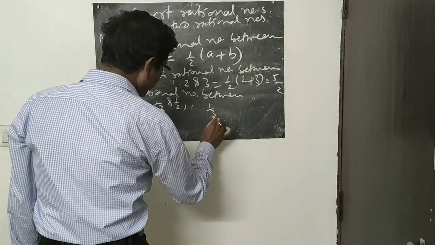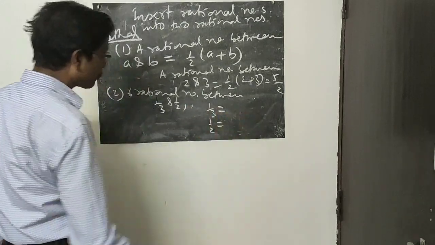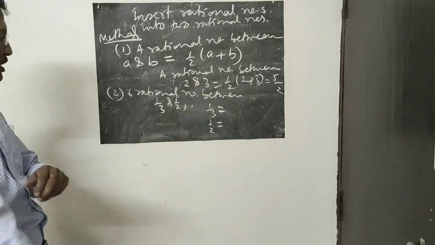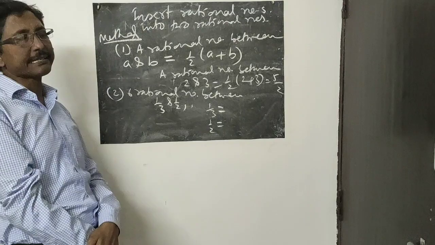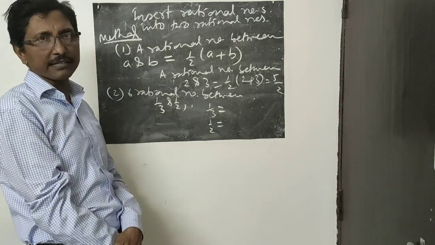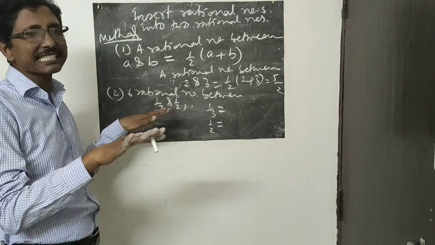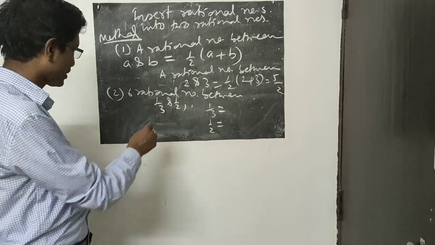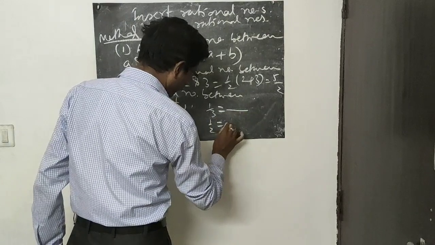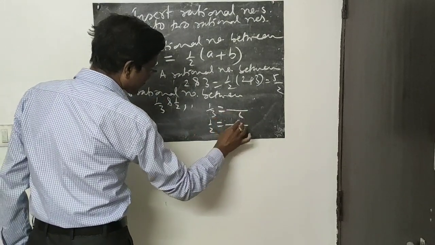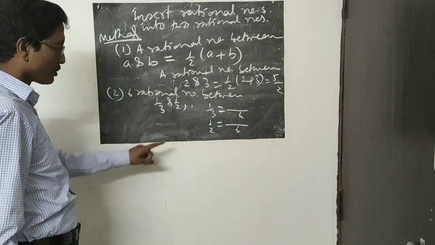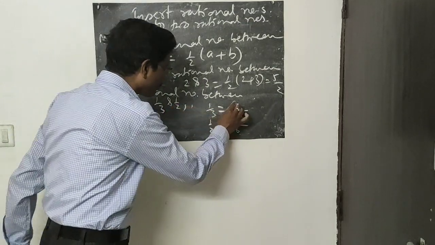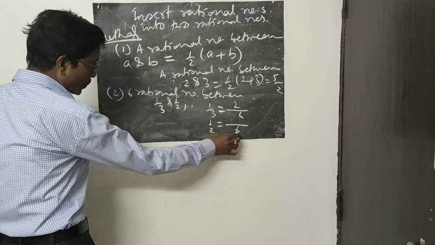Now for 1 by 3 and 1 by 2, if you want to use the second method, what will it be? Express them as equivalent rational numbers, meaning express them with the same denominator. Take the LCM of the denominators, 3 and 2. The LCM is 6. So 1 by 3 becomes 2 by 6: the denominator is multiplied by 2, so the numerator will also be multiplied by 2, giving 2 by 6.